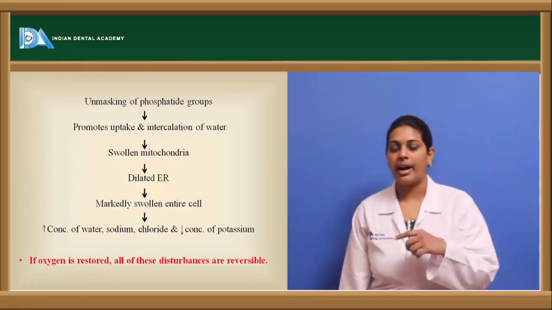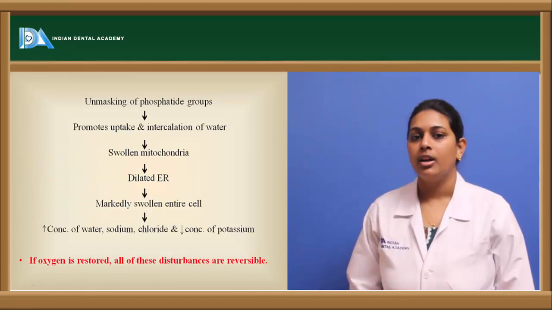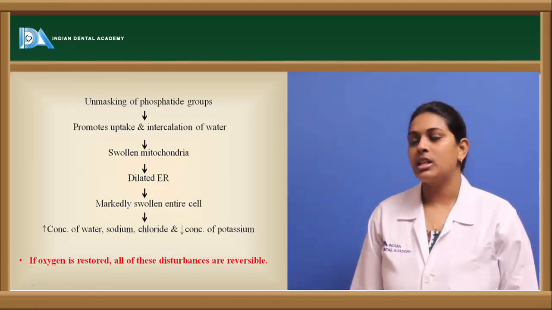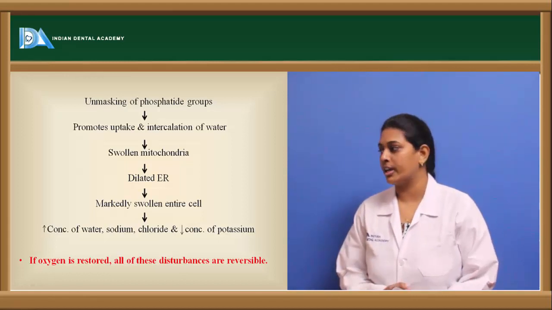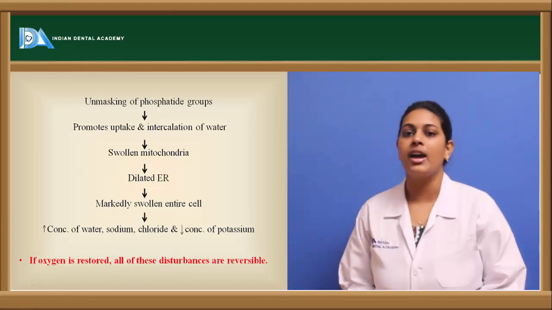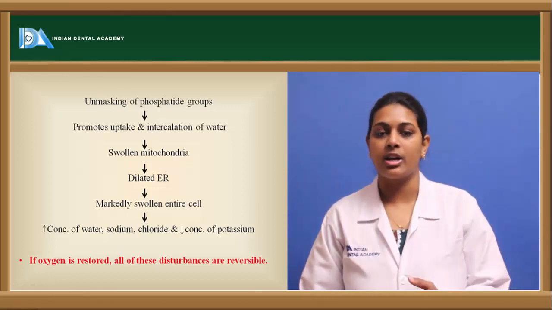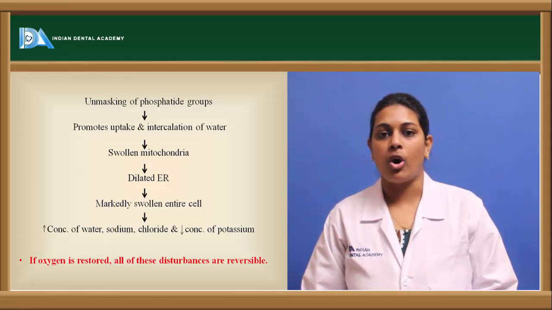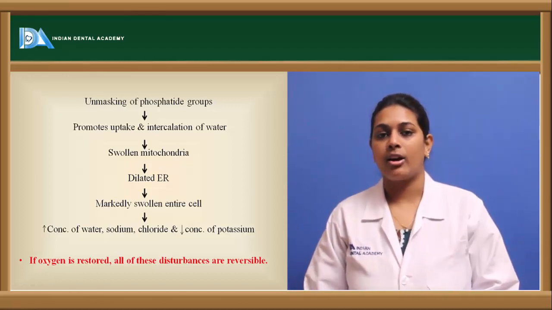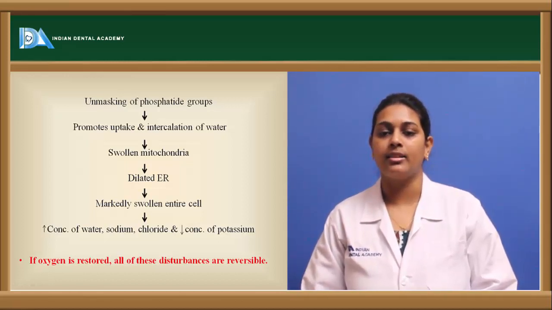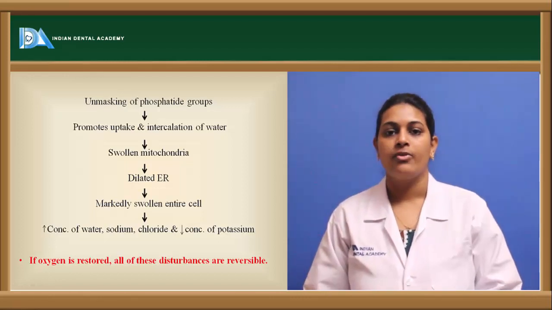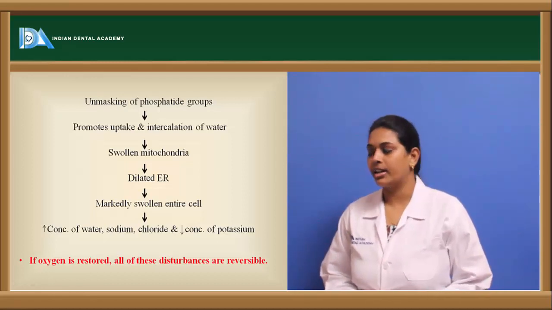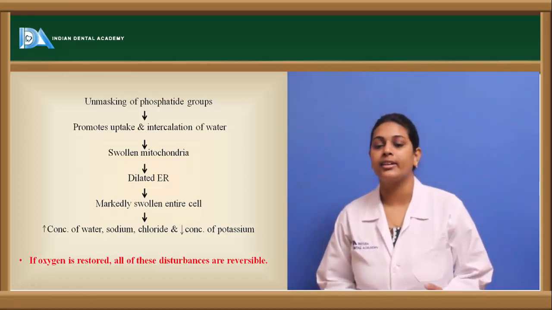So the major biochemical reactions which take place in an ischemic tissue: first, there will be unmasking of the phosphatide groups. These phosphatide groups are usually masked, covered with the help of oxygen. Because of the lack of oxygen, they get unmasked, that is, they get exposed. Once these are exposed, they promote the uptake and intercalation of water.